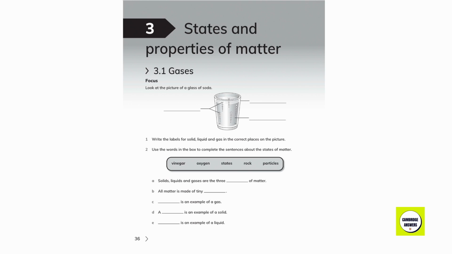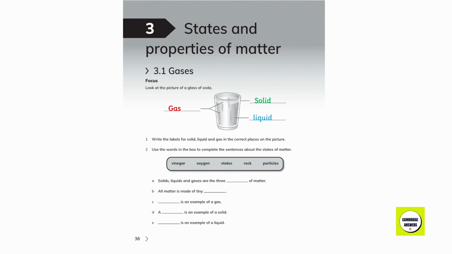Hello and welcome to Cambridge Answers, chapter number 3, States and Properties of Matter. Exercise 3.1, Gases. Look at the picture of a glass of soda. Write the labels for solid, liquid, and gas in the correct place on the picture. Gas, solid, liquid. Use the words in the box to complete the sentences about the states of matter.